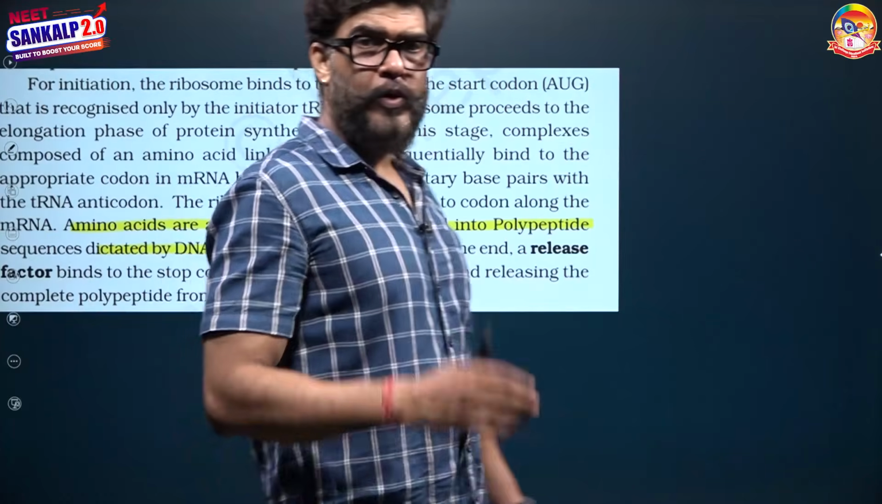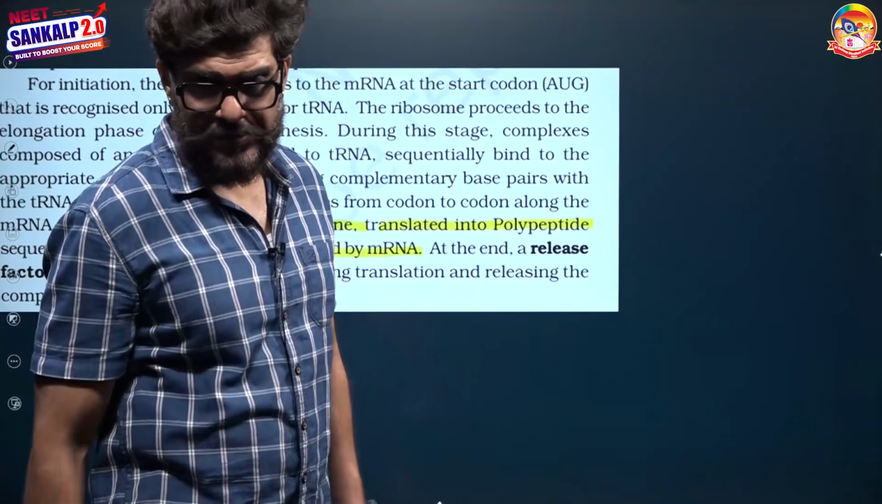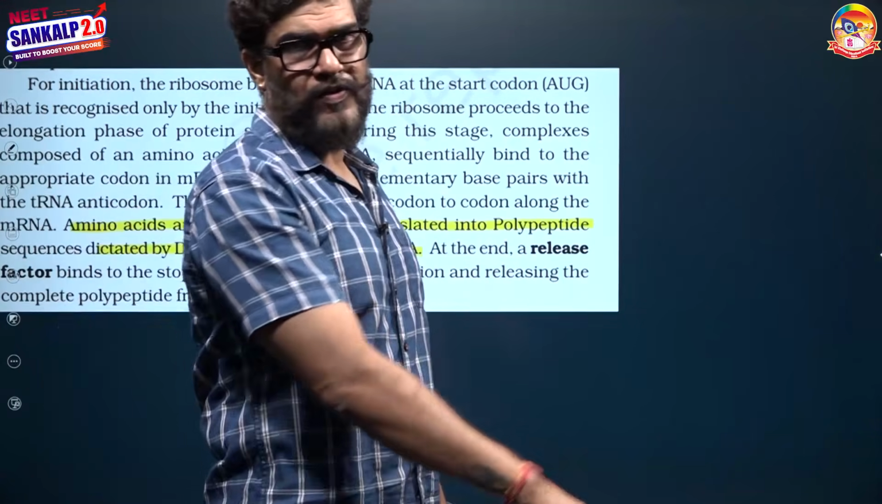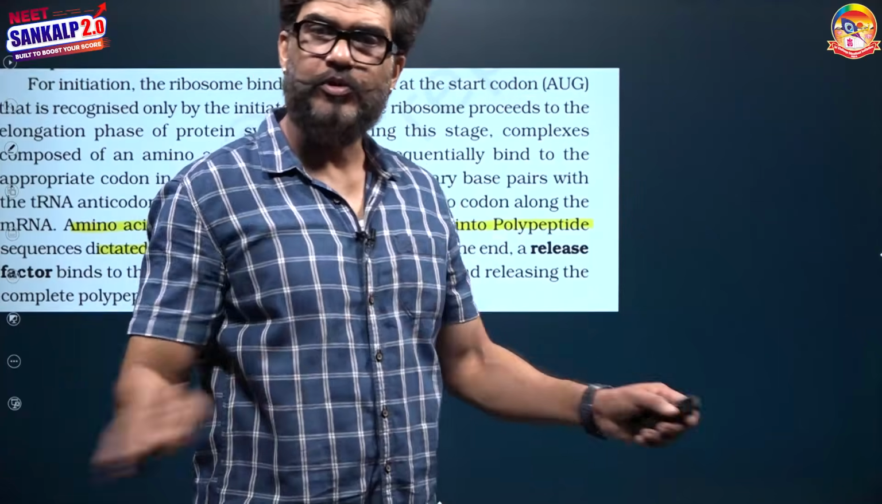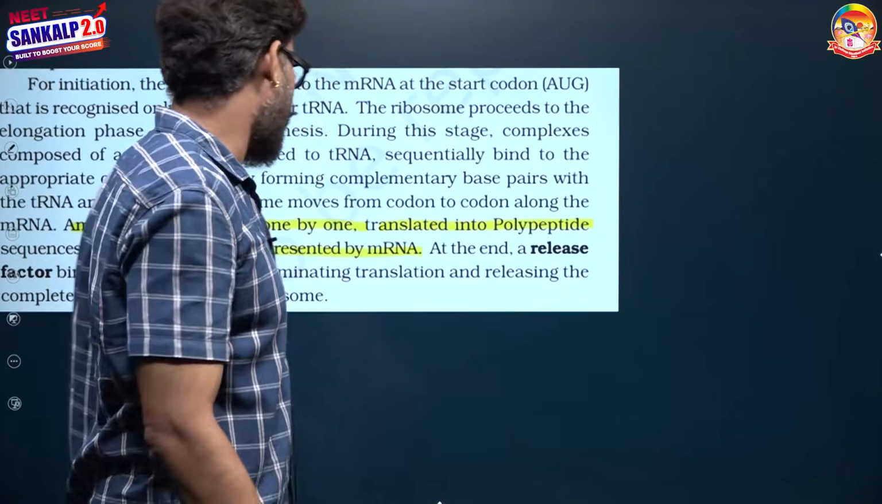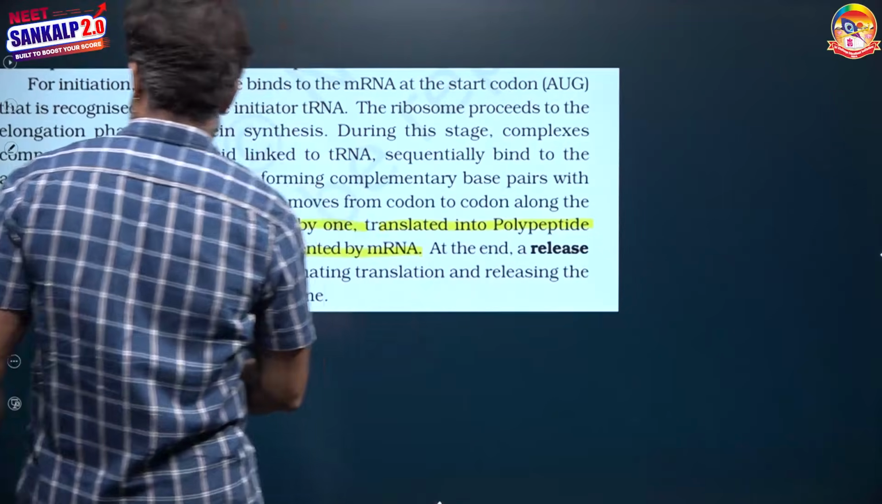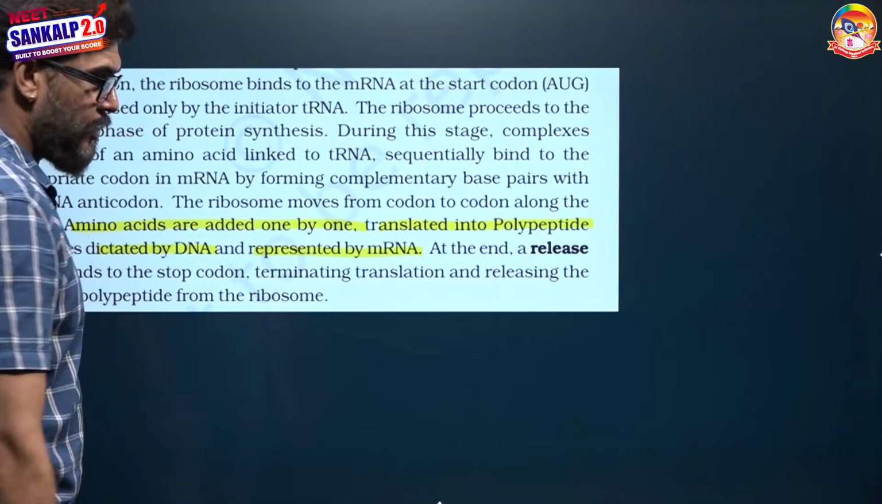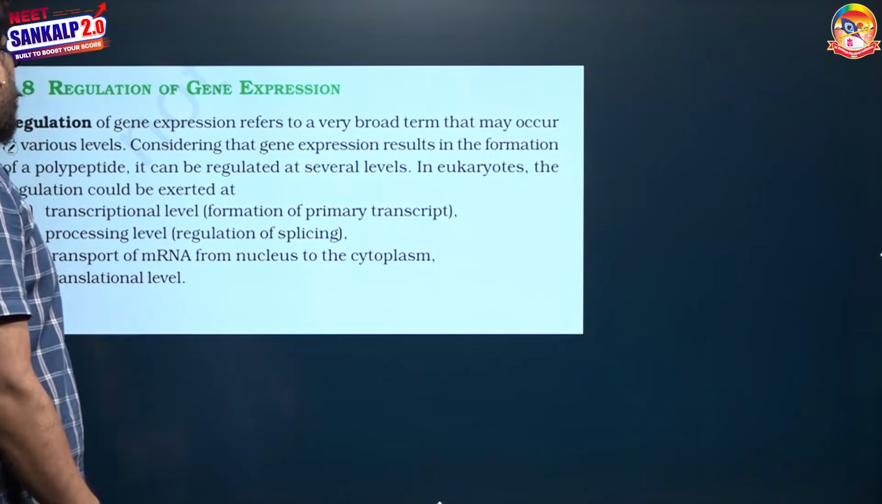Once the stop codon appears on a site, the releasing factor will attach there and lead to the dissociation of this entire structure. At the end, a releasing factor binds to the stop codon, terminating the translation.